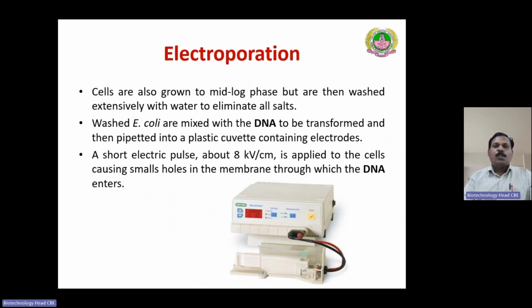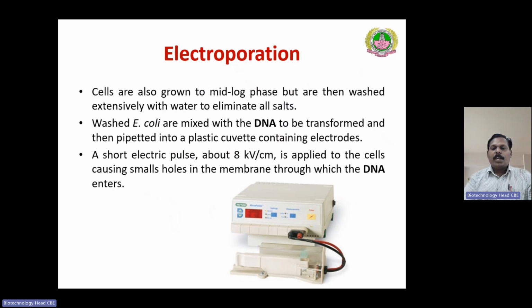The second way to transform is by applying electric shock. This method is called electroporation, where the cells are normally grown to a mid-log phase, and then they are washed extensively using water to eliminate these salts. So these cells, which are washed with water to remove all the salts, are going to be mixed with the ligated DNA, and they're going to be transformed by using a cuvette.